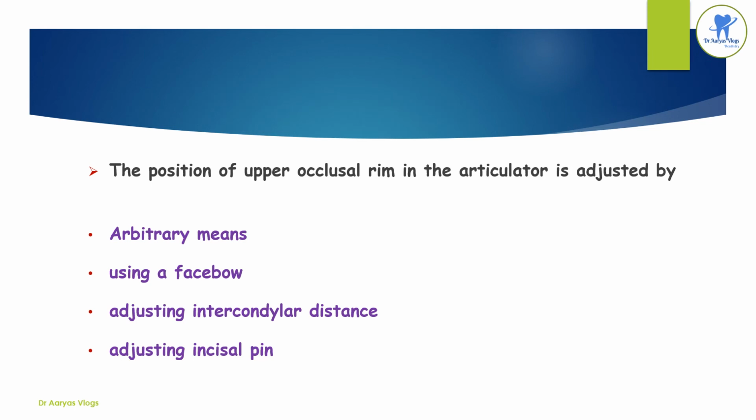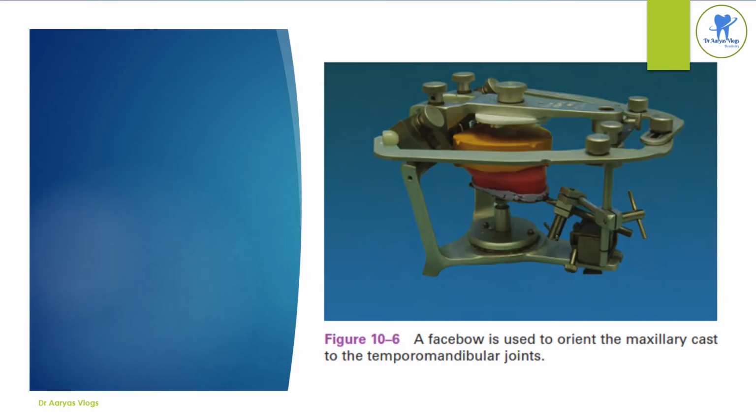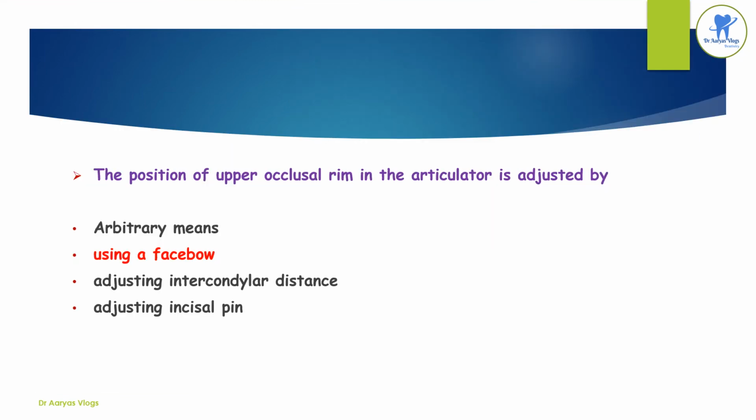The position of upper occlusal rim in the articulator is adjusted by: arbitrary means, using a face bow, adjusting intercondylar distance, adjusting incisal plane. Here the face bow is used to orient the maxillary cast to the temporomandibular joints. So the position of upper occlusal rim is adjusted by using a face bow.